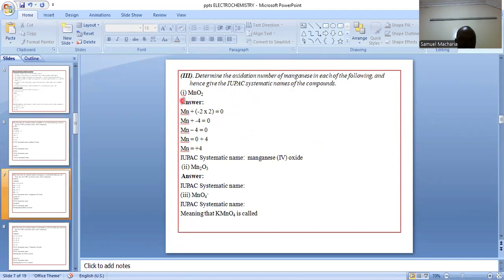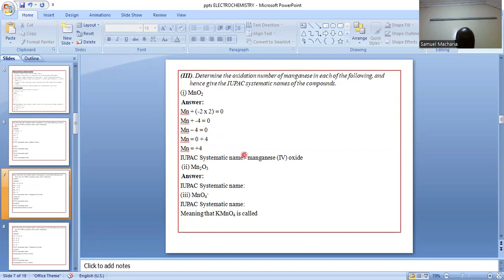Now, first one, MnO2. We do the working of the oxidation number of Mn, manganese. So here, manganese, we don't know, plus, in brackets, the oxidation number of oxygen is -2 times 2 because there are 2. And because it has no charge, the total equals 0. So this is Mn - 4 equals 0. We take -4 to the other side. So Mn equals 0 plus 4, meaning that Mn equals +4.